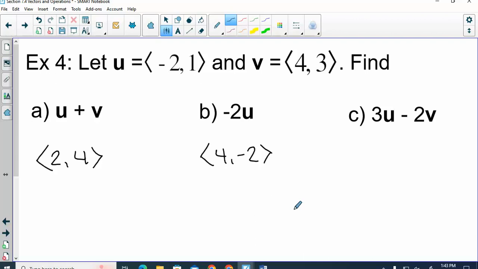We have to do two things here. You can do them all at once. I'm going to write it out. So vector 3u, what would 3u look like? Minus 2v. So 2 times vector v, 8, 6. Or you could distribute the negative already if you wanted. So then you just subtract. -6 minus 8 and 3 minus 6. Is that one okay?